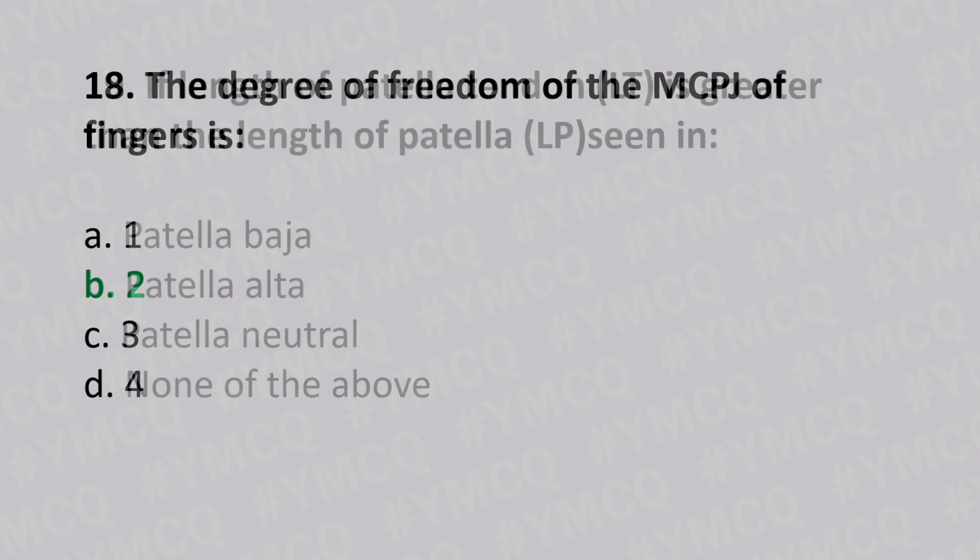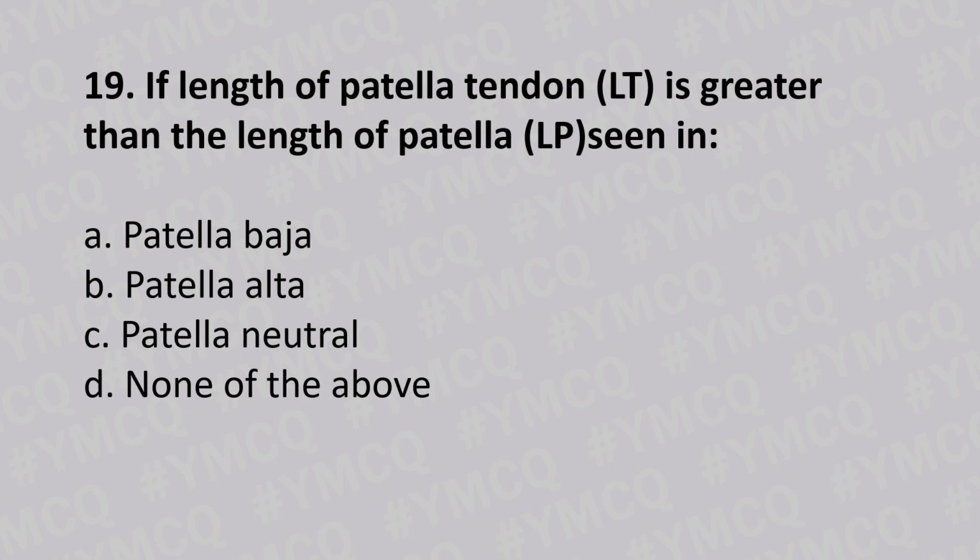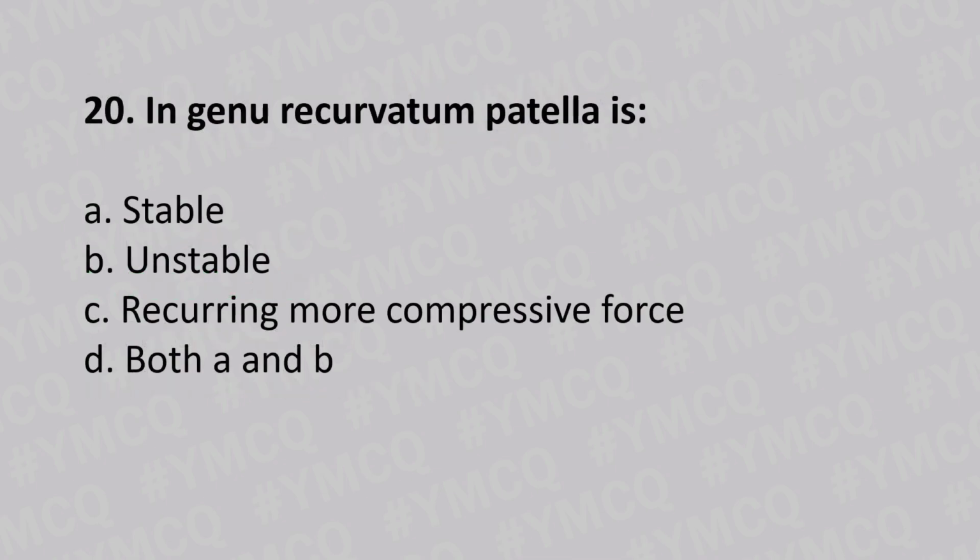Moving to our 19th question. If the length of the patella tendon is greater than the length of the patella, it is seen in option A, patella baja. Option B, patella alta. Option C, patella neutral. Option D, none of the above. And the answer is option B, patella alta.